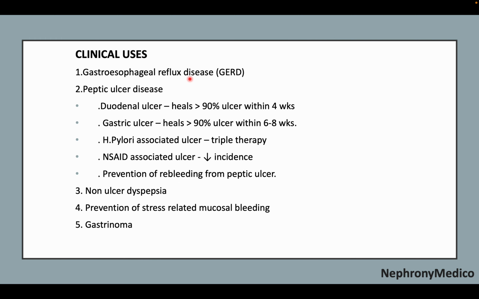Now, clinical uses: GERD, peptic ulcer disease like duodenal ulcer and gastric ulcer, H. pylori associated ulcer in the form of triple therapy, NSAID associated ulcer, and prevention of rebleeding from peptic ulcer, non-ulcer dyspepsia, prevention of stress-related mucosal bleeding, and gastrinoma.